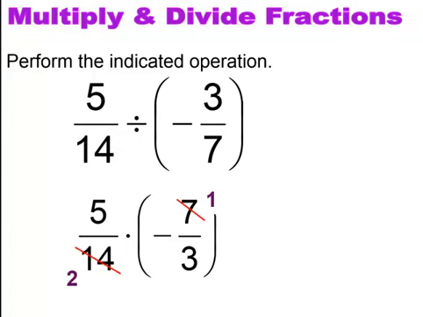7 goes into 7 once, 7 goes into 14 twice, and you're going to multiply across. Don't lose your negative sign. Positive times a negative is going to end up being a negative. 5 times 1 is 5. 2 times 3 is 6. So you end up with a negative 5 over 6 as your solution.